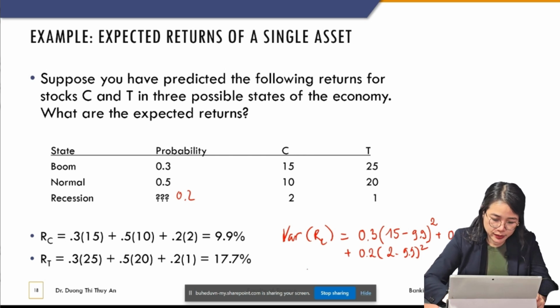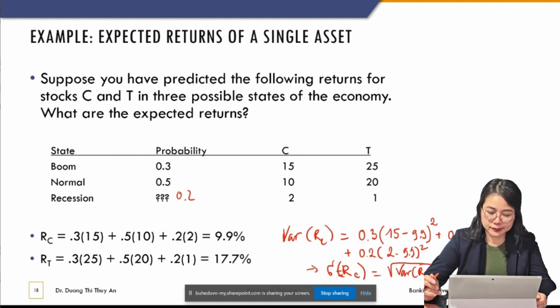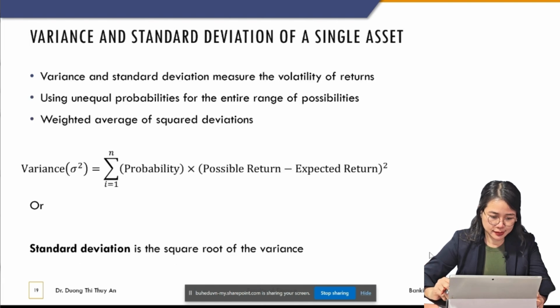And after that, we measure the standard deviation of stock C by taking the square root of the variance of stock C. Please do the same for stock D.